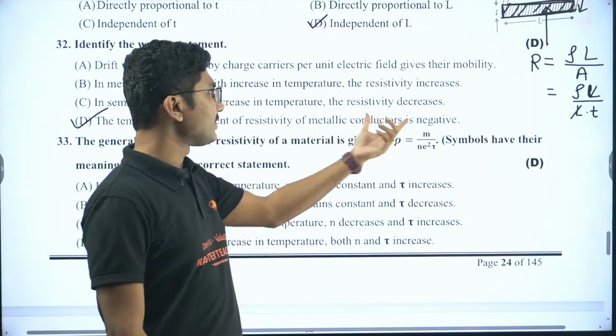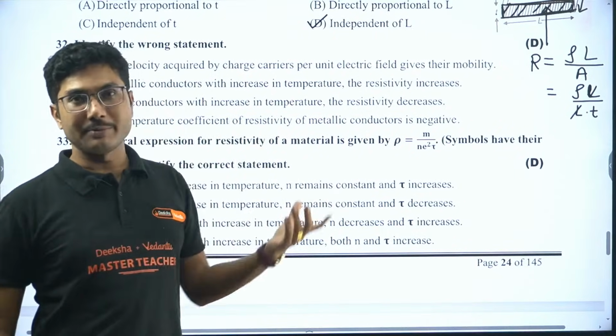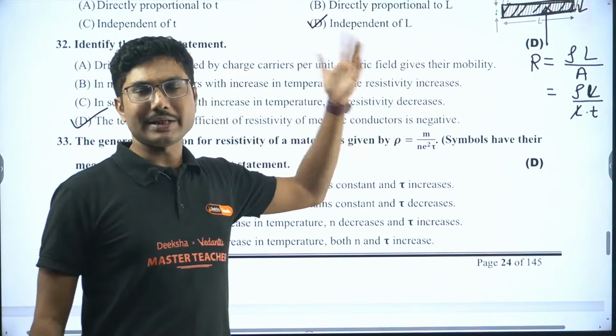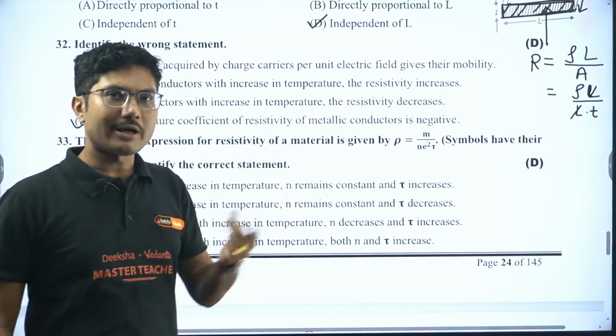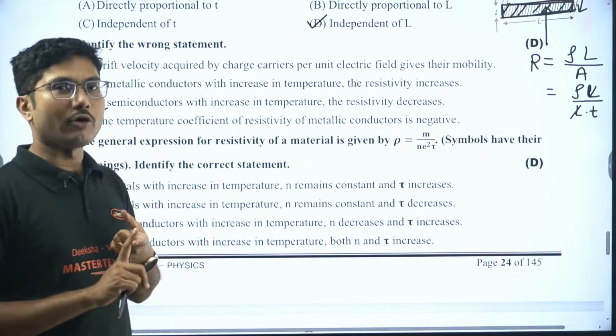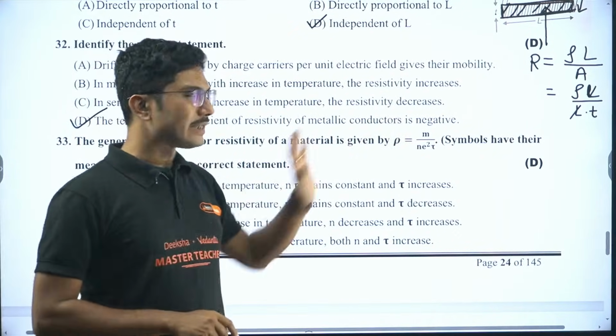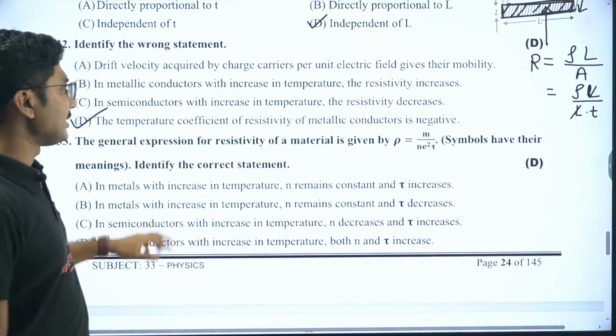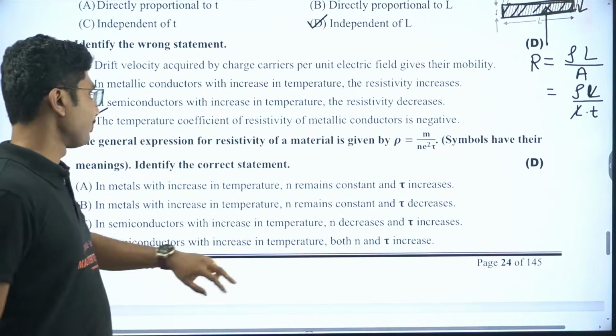What is the meaning of the term negative temperature coefficient? It means if you increase the temperature, resistivity decreases. But that does not happen in conductors. It happens only in semiconductors. For semiconductors you can say this statement is true, but not for conductors.